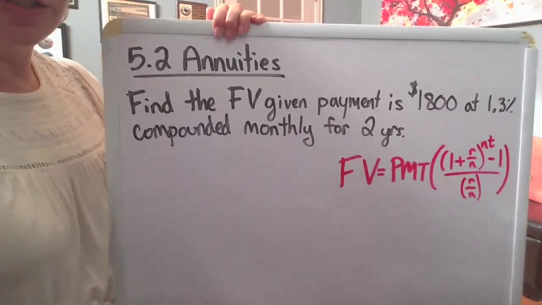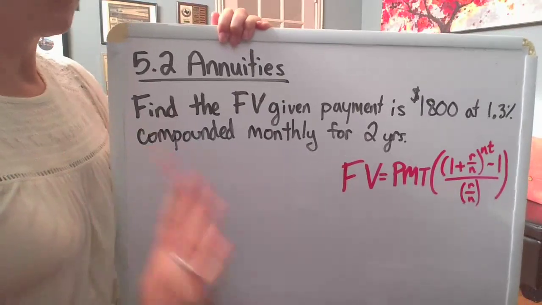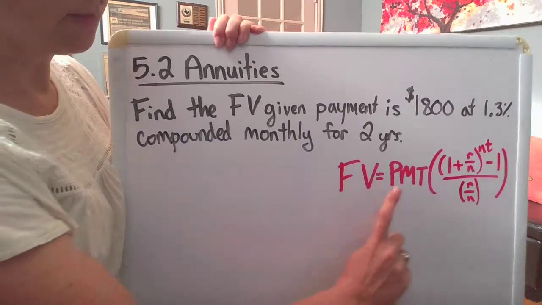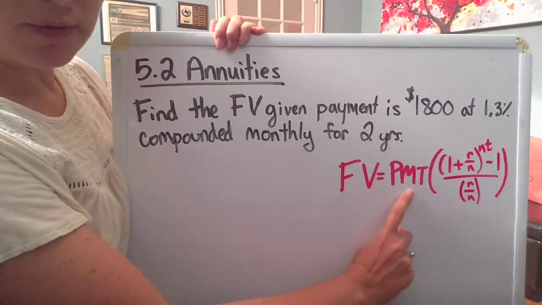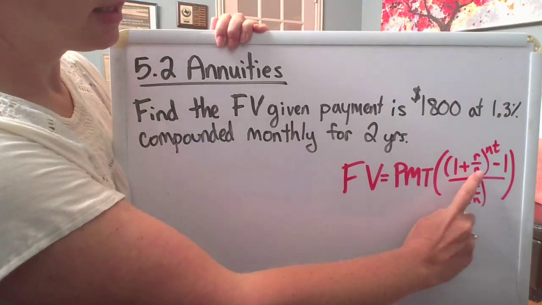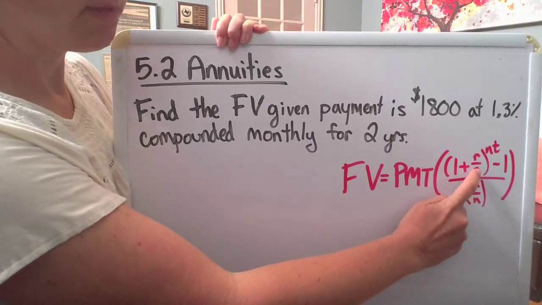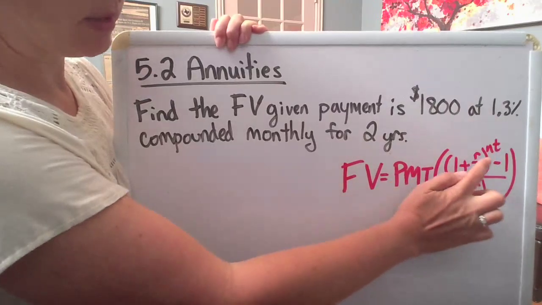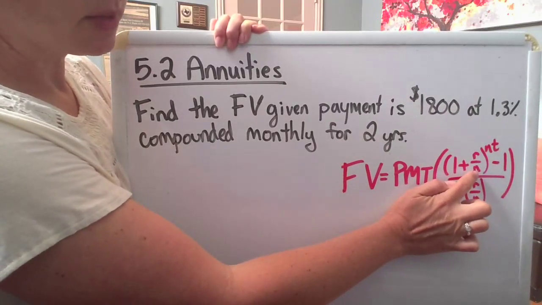I find that using the N and the I, the way that MathLab does, I get confused about what numbers should go where. So we still have payment just like their formula and the future value. And then instead of saying 1 plus I, I put 1 plus R over N, where R is that percent as a decimal. So we do have to convert that one. N is going to be the number of times compounded.